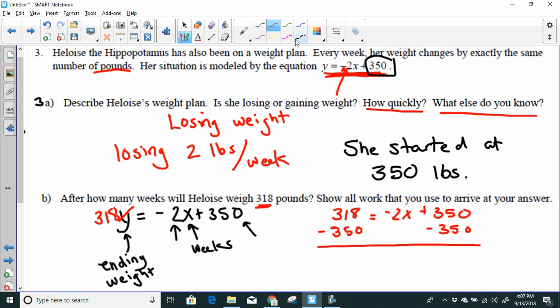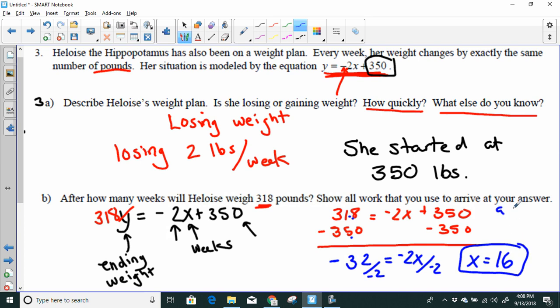I really don't like borrowing and doing subtraction problems like this, so I would think of counting up. I know I'm going to have a negative number over here because -350 is bigger. So to get from 18 to 20, that's 2. And to get from 20 to 50, I'm going to have 30. So it must be 32. Negative 32 equals negative 2x. And if I divide both sides by negative 2, negative divided by negative makes my answer positive. It turns out it is 16. So it is after 16 weeks.